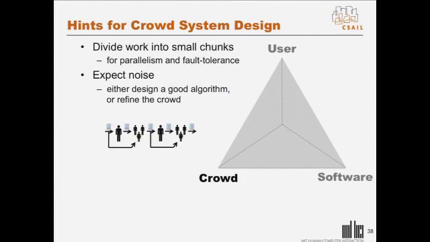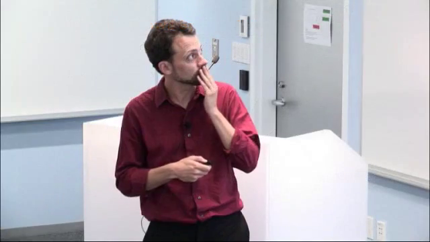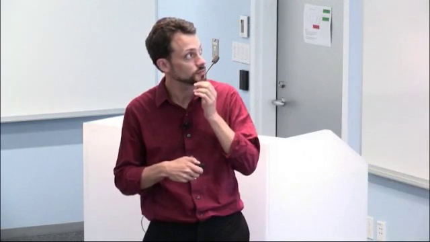A few things that we've learned about how to design crowd systems. It definitely helps to divide work into small chunks, like we did with the Soylent paper editing. It gives you more parallelism. It allows you more opportunities to do quality control. And you should plan for noise: your crowd is not really going to flip all the coins that you tell it to flip. They won't pay attention to all the instructions.